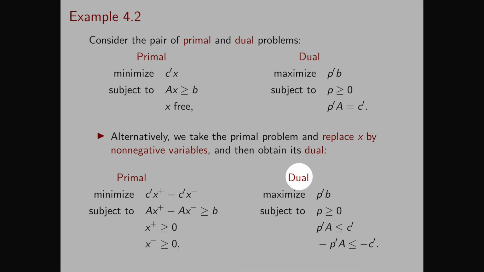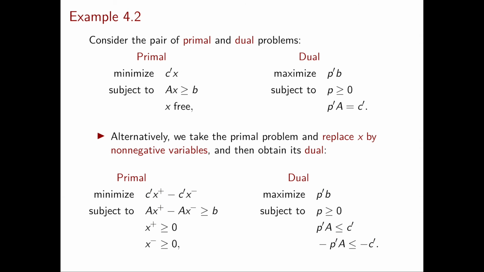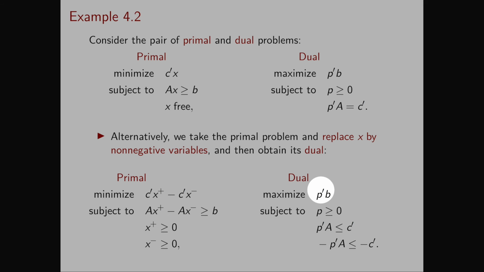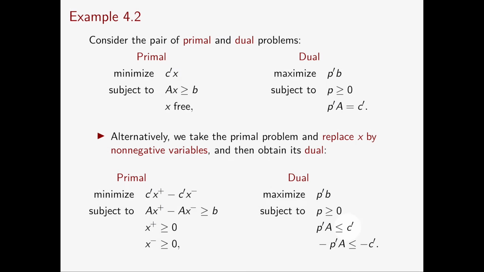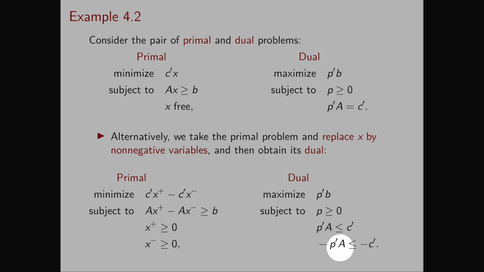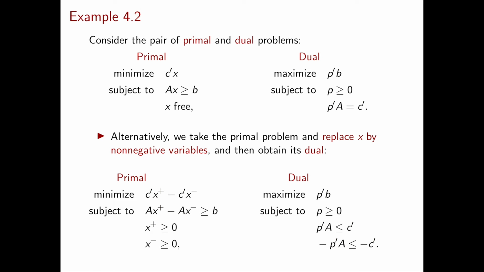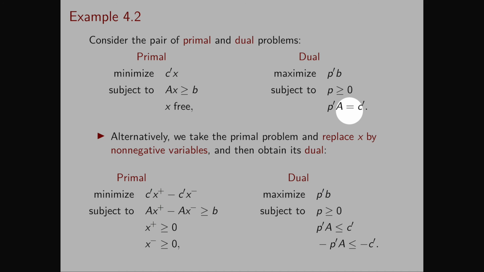If we now write the dual to this linear programming problem, we obtain the problem of maximizing P transpose B subject to P greater than or equal to 0, P transpose A less than or equal to C transpose, and minus P transpose A less than or equal to minus C transpose. If we multiply by minus 1 this last constraint, we obtain P transpose A greater than or equal to C transpose. And together with the previous constraint, it tells me that P transpose A is equal to C transpose. So once again, also our third dual problem is equivalent to our first dual problem.